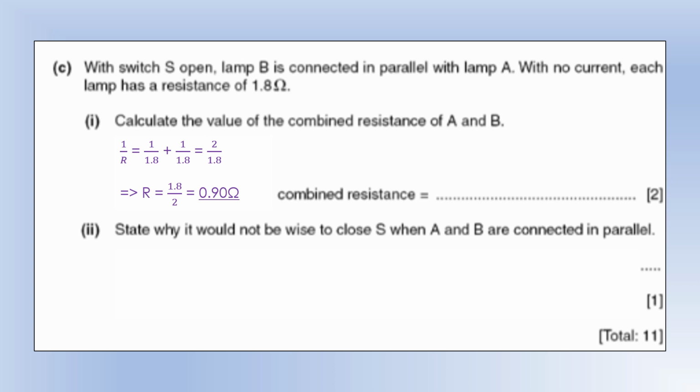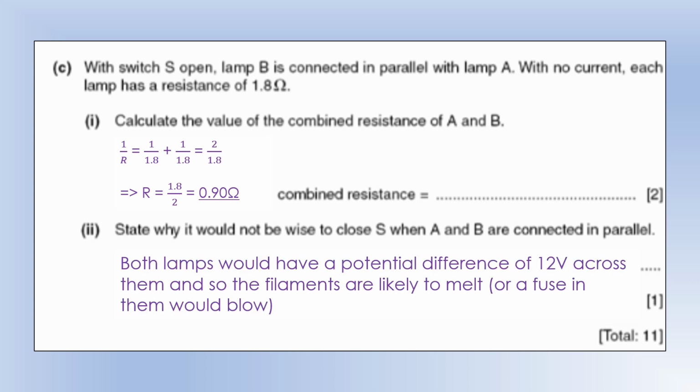Stated why it would not be wise to close S when A and B are in parallel. Well, they're both designed to work at 6 volts, and if we put them in parallel, we're putting 12 volts across them. So either the filaments in them are going to melt, or if they have a fuse, that would blow to protect them. But either way, you're going to break something.